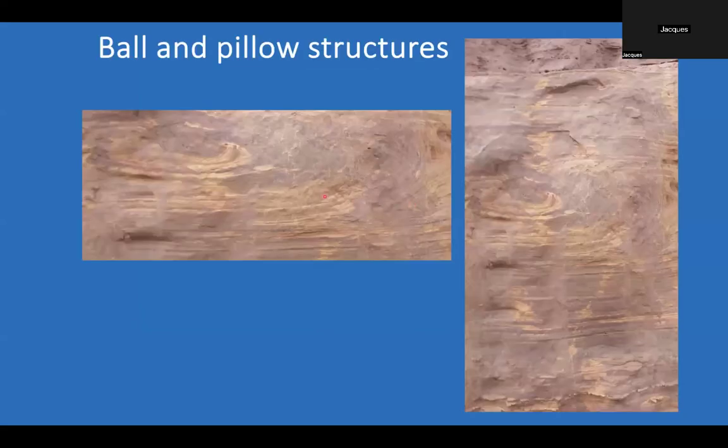We have also seen some convolutions and bowl structures that you can see. The one on the right is just a zoom of what we have on the left. The layers of the lacustrine deposit have been deformed to form a kind of circle. That's what we call bowl or convolution.